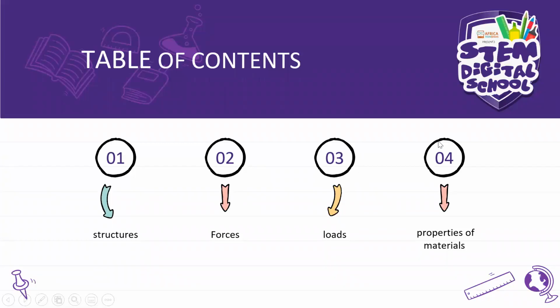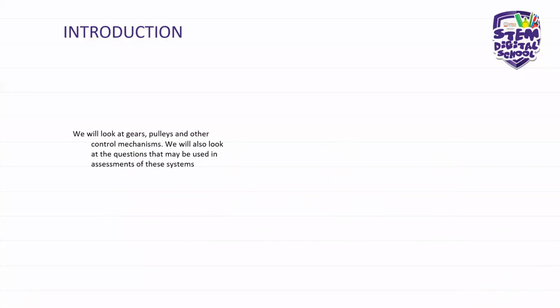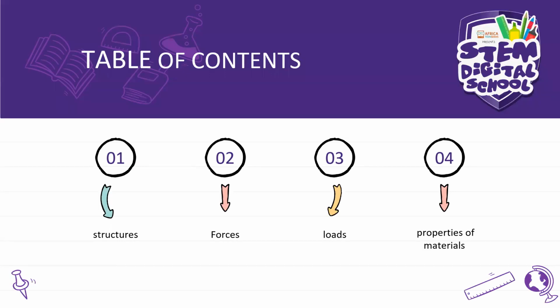Today we'll be revising structures, forces, loads, and properties of materials. We'll look at gears, pulleys, and other control mechanisms. We'll also look at the questions that may be used in structures. It is structures that we'll be looking at. We did gears, pulleys, and other control mechanisms yesterday.